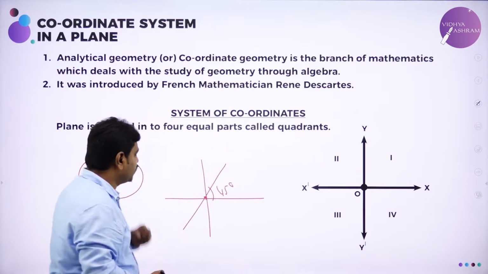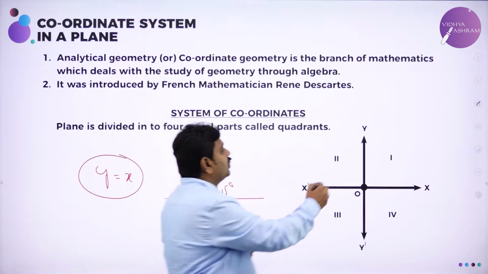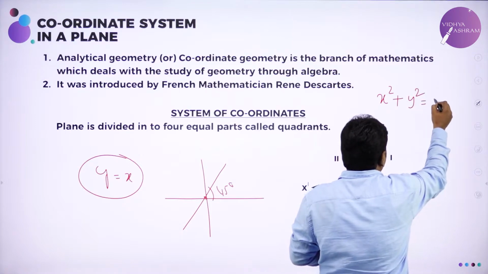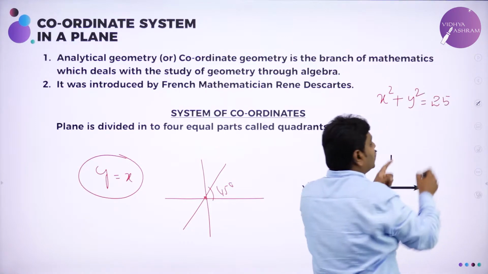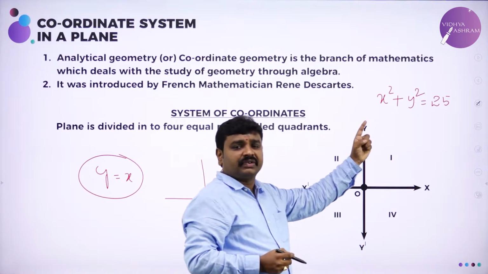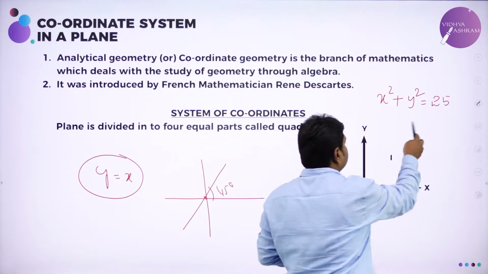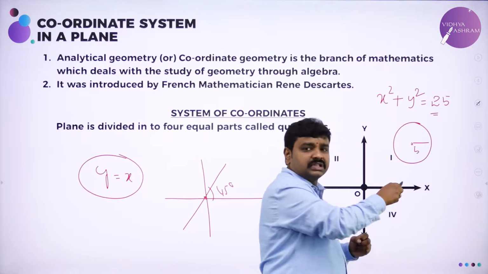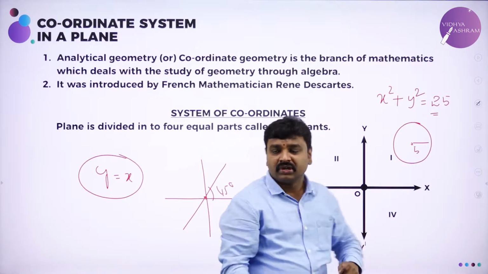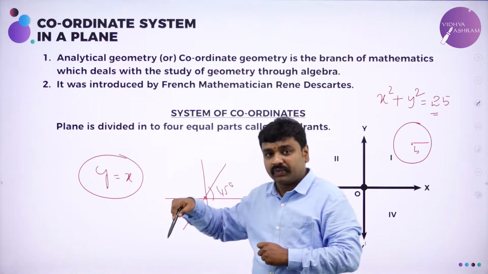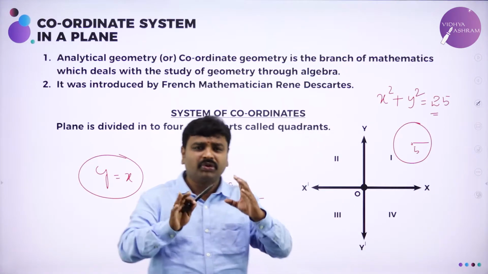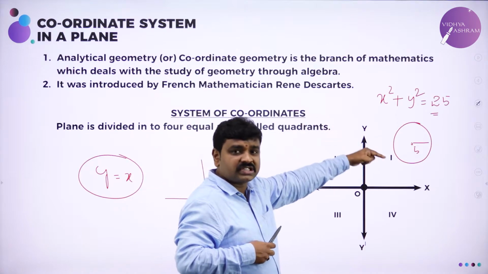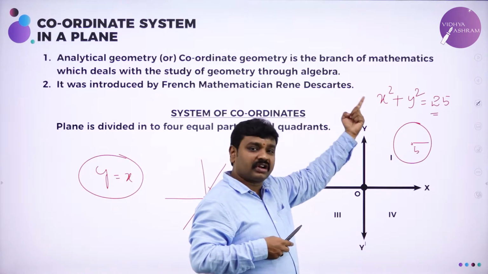Or if I tell say x square plus y square is equal to 25, this equation conveys a circle. So this is a circle and radius is 5 units. All these things you'll study in second PUC, and these things we'll study now. But what is the approach? The approach is simple. We want to convey diagrams through equations. Equations represent a diagram, and for a diagram we can write an equation.